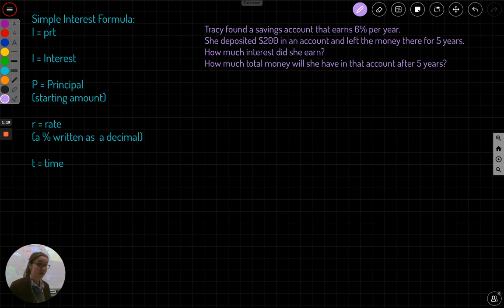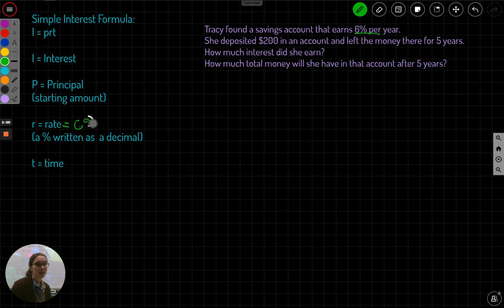So let's go ahead and walk through this with this example. Tracy found a savings account that earned 6% per year. The lucky girl. She deposited $200 in an account and left the money there for 5 years. The question is, how much interest did she earn, and how much total money will she have in that account after 5 years? Well, let's look at this. First off, let's discuss which of these letters goes with which of these amounts. She found a savings account that earned 6% per year. Now, whenever you see the word per, you know you're dealing with a rate. 6% is going to be our rate.